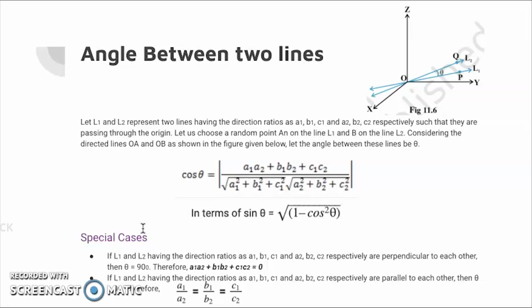One is when L1 and L2 with direction ratios A1, B1, C1 and A2, B2, C2 respectively are perpendicular to each other, that is theta is equal to 90 degrees, then A1A2 plus B1B2 plus C1C2 will be equal to 0. And in the next case, when L2 and L1 are parallel to each other, it means theta between them is 0. Therefore, A1 upon A2 is equal to B1 upon B2 is equal to C1 upon C2.